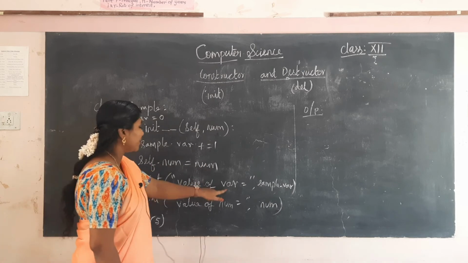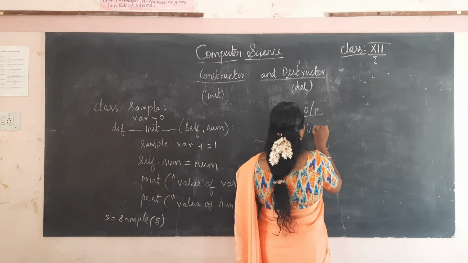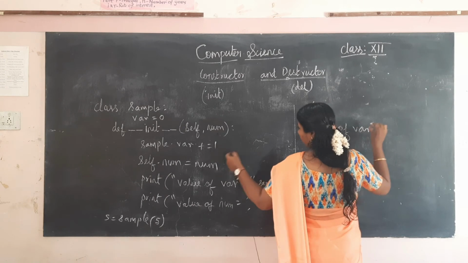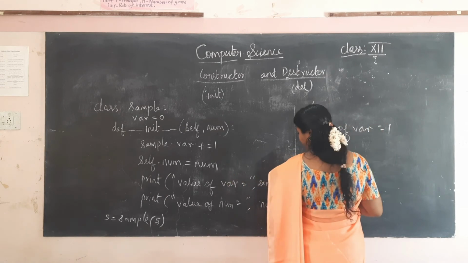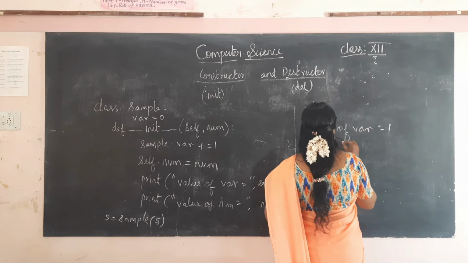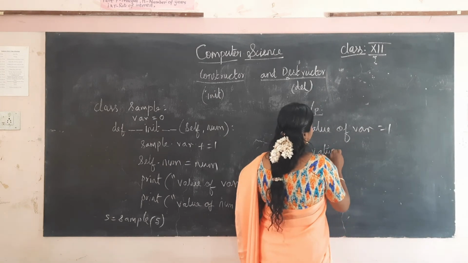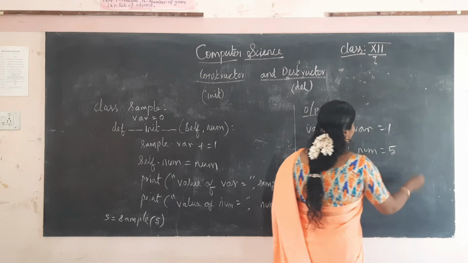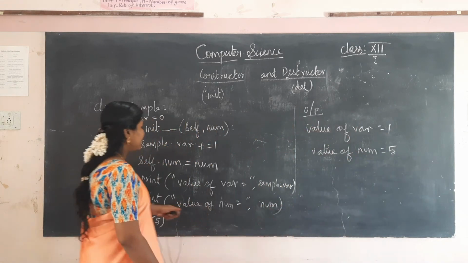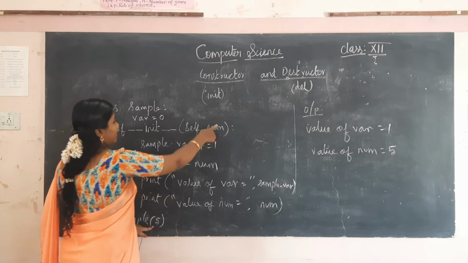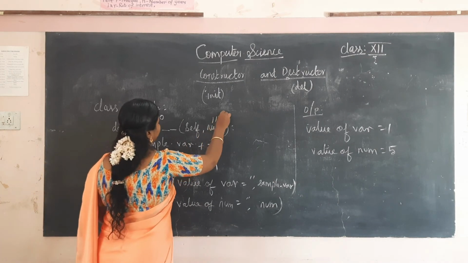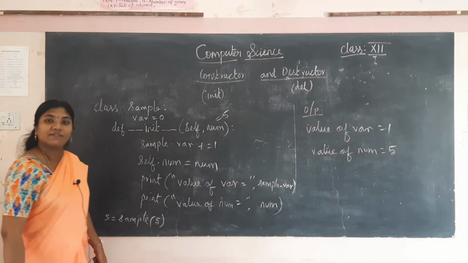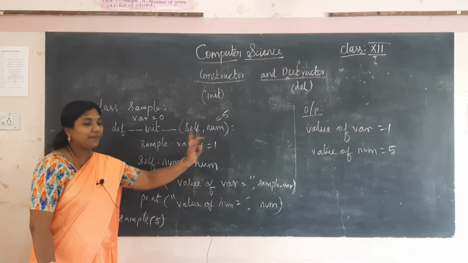So when I am asked to print value of variable, it is equal to 0 plus 1. So we will be having 1. And next, value of num. Value of num is equal to just what value I have passed, it will be printed. Num has the value what I have given. So 5 is passed to num, and it has the value 5. So now that 5 value will be printed.